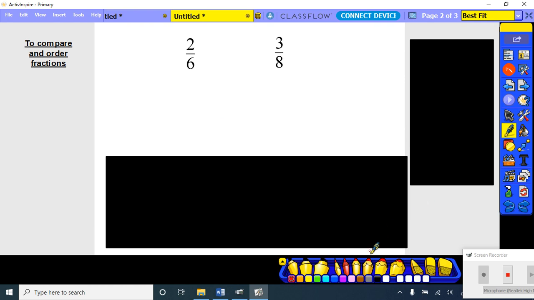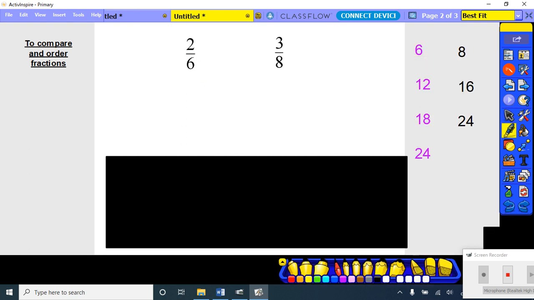This time we have 2/6 and we have 3/8. We want to know which fraction is smaller and which is greater. Like last time, we want to make the denominators the same so that we can compare them more easily. As the denominators are 6 and 8, we must find the lowest common multiple of 6 and 8. As you can see from our 6 times table and our 8 times table, the lowest common multiple is 24. So therefore, we will make both denominators 24.